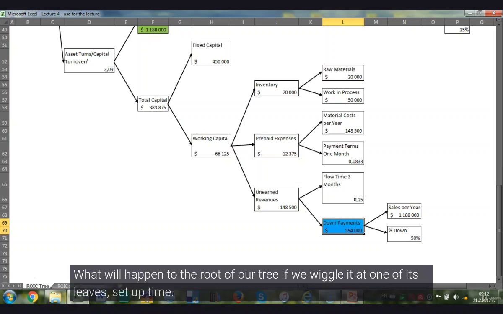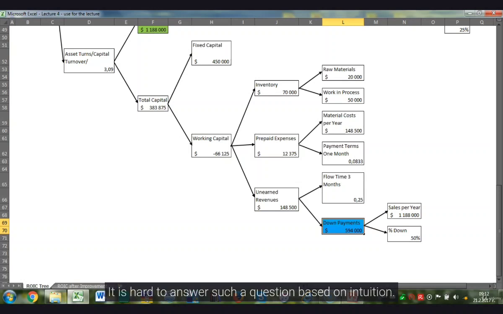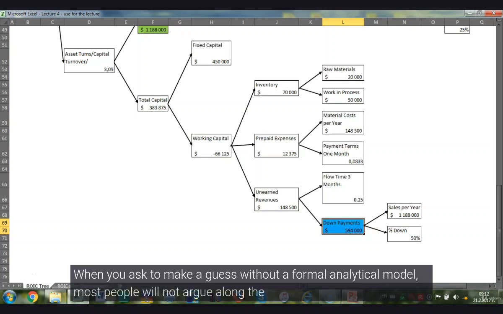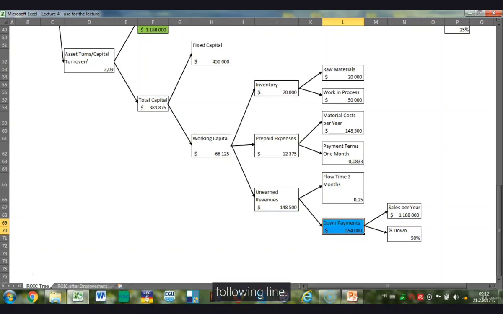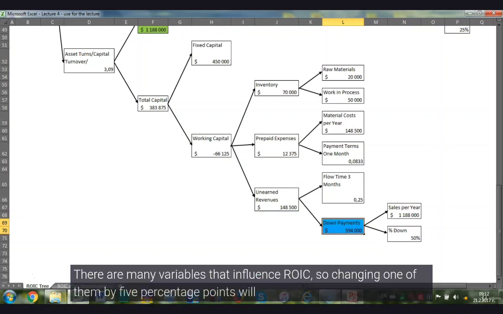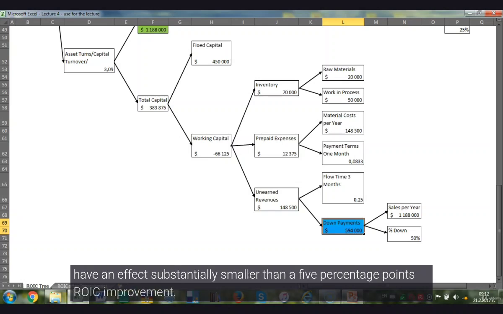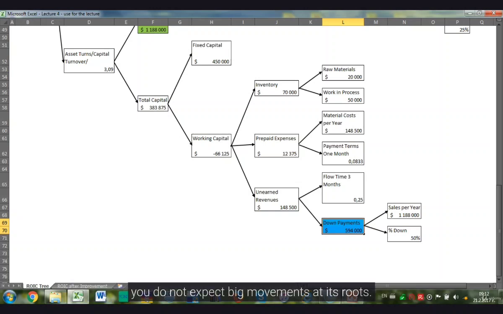What will happen to the root of our tree if we wiggle it at one of its leaves, setup time? Will the return on investment capital change by 1%, more or less? It is hard to answer such a question based on intuition. When we ask to make a guess without a formal analytical model, most people we know argue along the following line. There are many variables that influence ROIC, so changing one of them by 5 percentage points will have an effect substantially smaller than a 5 percentage points ROIC improvement. This logic is in line with the tree metaphor. If you wiggle a tree at any one of its leaves, you do not expect big movements at its roots.